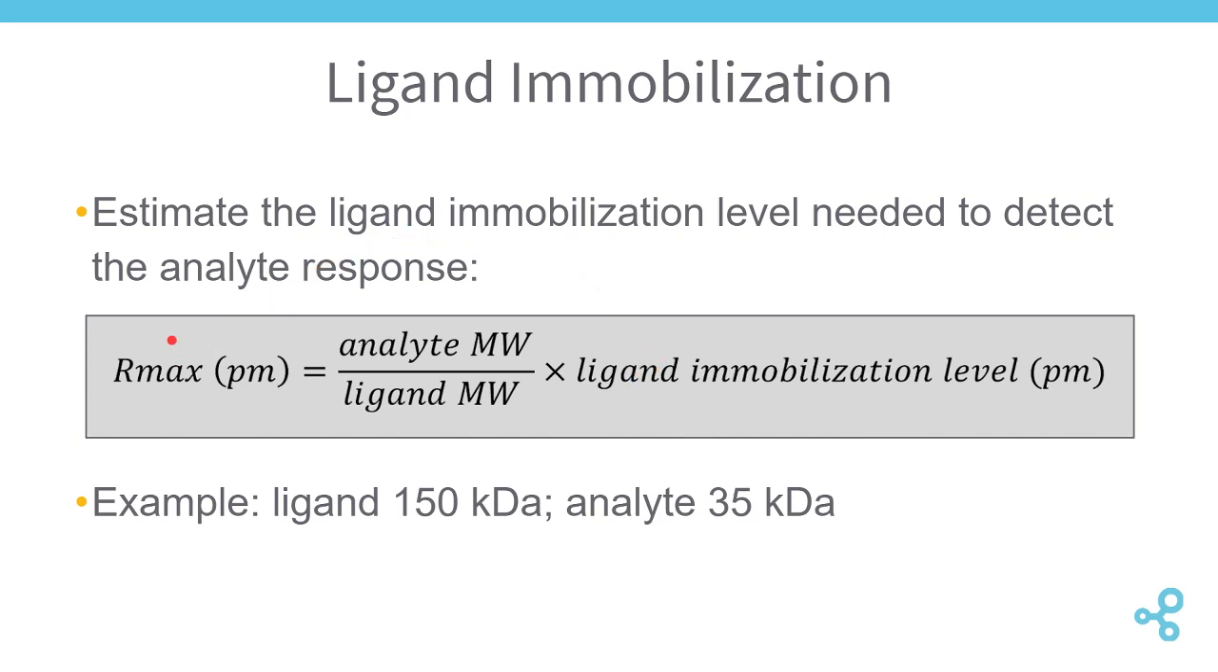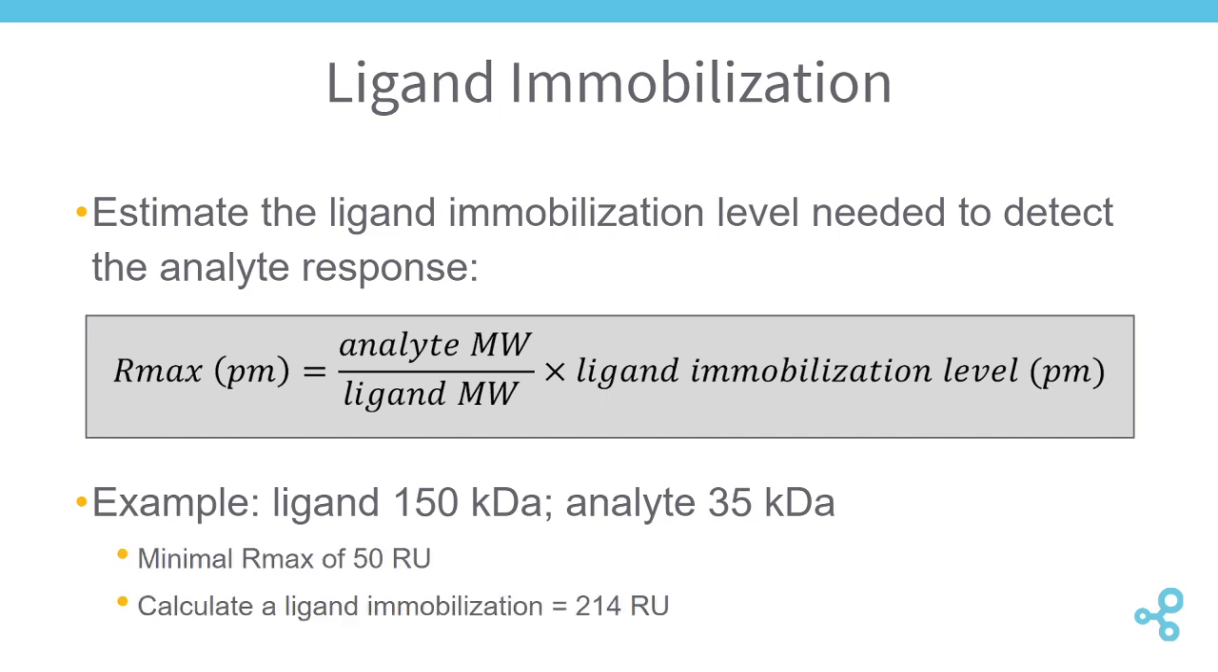Now, here we want to put an estimate value for that Rmax. So we know the signal to noise is around 3 to 5 response units. We want to be at least 10 times above that. So we want to have an Rmax of at least 50. Now, depending on the interactions you're going to be working with, if you're working with 2 different proteins or biomolecules of similar molecular weight, you're probably going to be a lot higher than that. But we want to set that to 50.